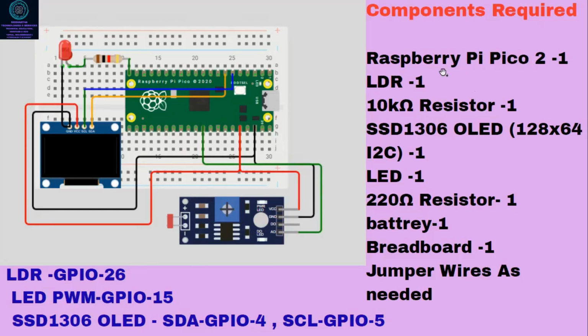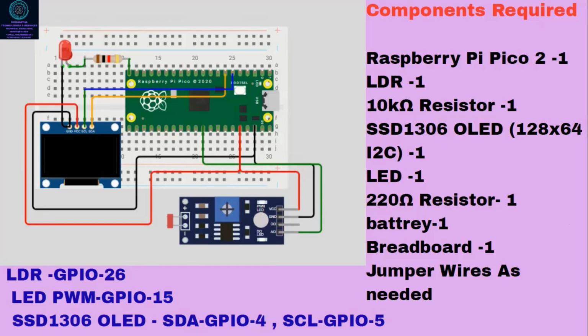First of all, the components required: Raspberry Pi Pico-2, one LDR, and a 10 kilo ohm resistor. If you are only using the LDR without the module, then you have to use a 10 kilo ohm resistor, which will be connected to the ground. Then the SSD OLED display, which works on I2C. One LED, of any color: you can use white, green, or whatever it is, and a 220 ohm resistor in series connected to the LED. Then a battery or supply adapter.